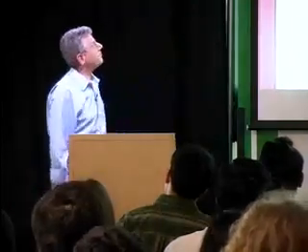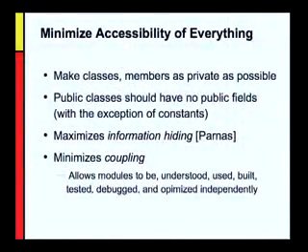You should minimize the accessibility of everything. That means you should make your classes, your members, your fields, all as private as possible. One specific case is that public classes should have no public fields with the exception of their constants, which aren't really fields.